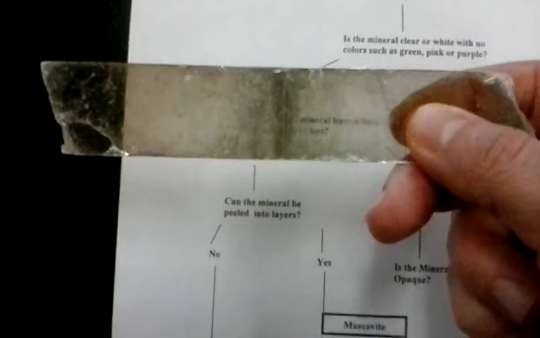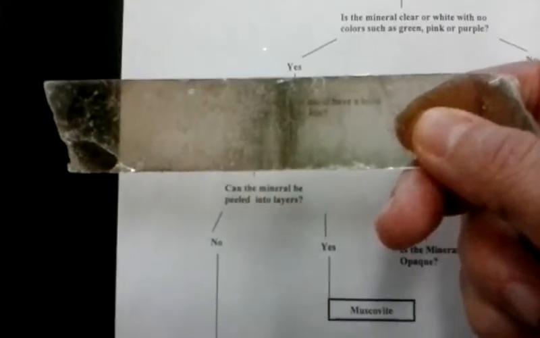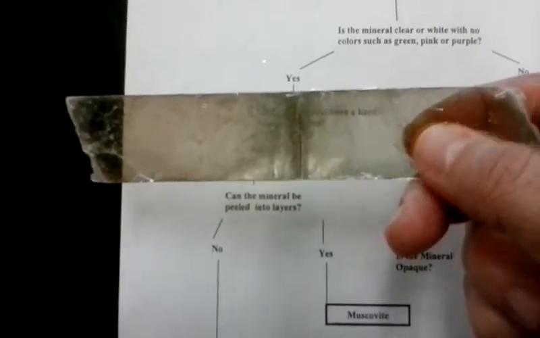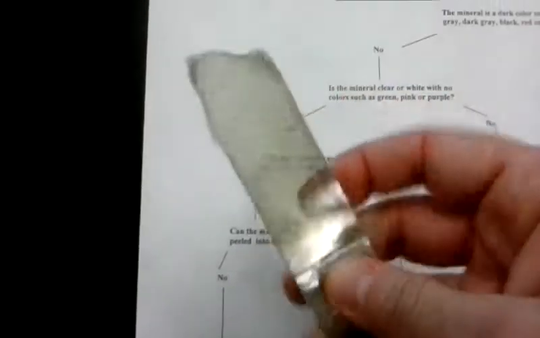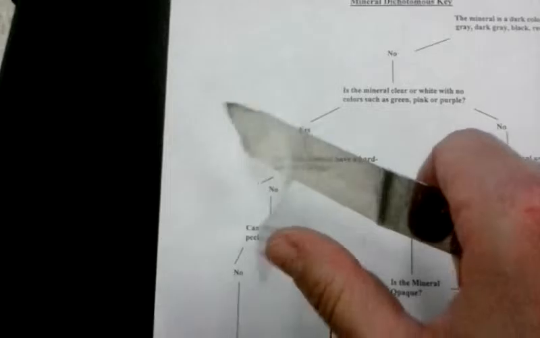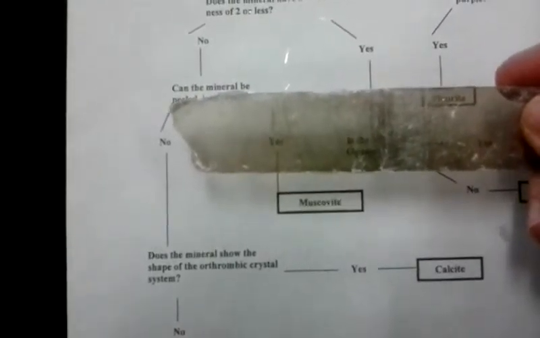So we can follow this track and go to this question. It says, can the mineral be peeled into layers? Well, let's find out. You can see I've broken a piece off right here, and as you can see, it peels off into these nice thin layers. So the answer is yes. And once we follow the yes, it looks to me like this mineral is muscovite. So then I would go ahead and set my mineral right there.